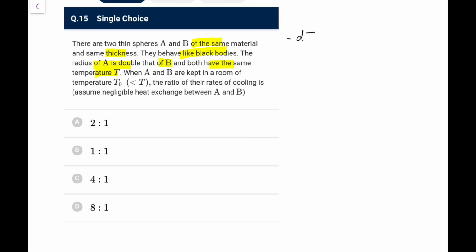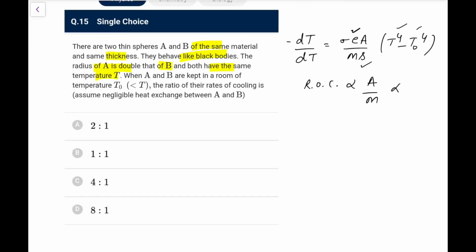Directly, the rate of cooling that we remember is sigma E A upon m s, multiplied by T to the power 4 minus T naught to the power 4. Because they have the same material, E and s will be the same, and temperature is also the same, so the rate of cooling is proportional to area upon mass. Now area is proportional to r square, and it is given they have the same thickness. That means it's a hollow sphere, so the mass would be density into 4 pi r square delta T, so it would be r square T, T is the same, so it would be r square, that is 1. So the rate of cooling would be 1:1. Go for option B here.